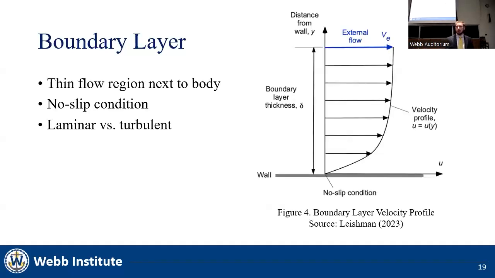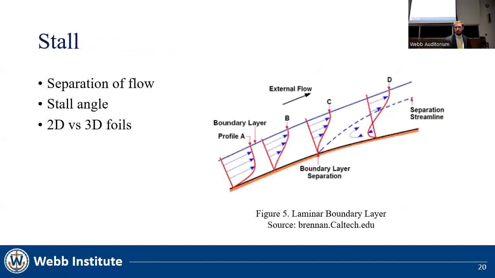The boundary layer is a thin flow region that occurs next to a body. The no-slip condition states that the fluid directly adjacent to the surface does not move relative to the surface. This creates a velocity profile, as shown in the figure, between the surface and the free stream velocity. Boundary layers often begin laminar and transition to turbulent as the Reynolds number increases. A turbulent boundary layer tends to stay attached to a body better.